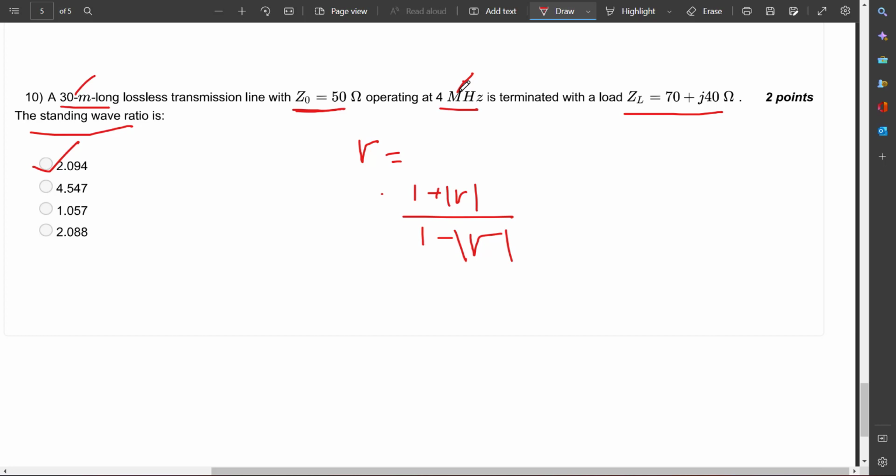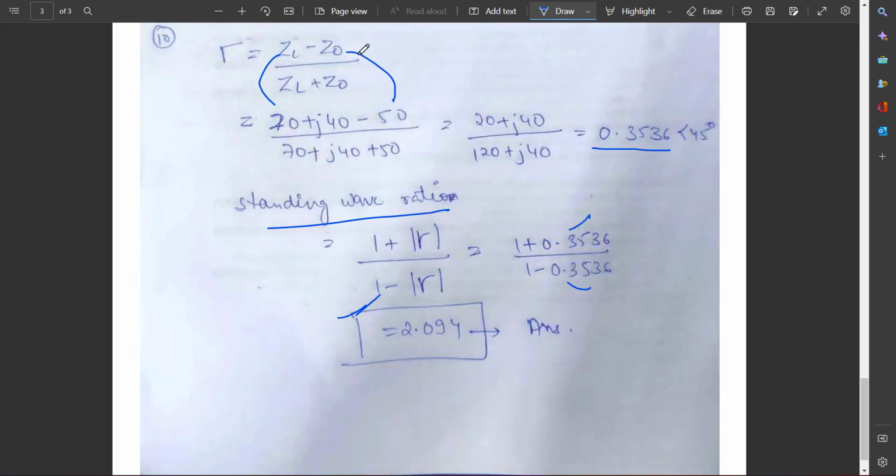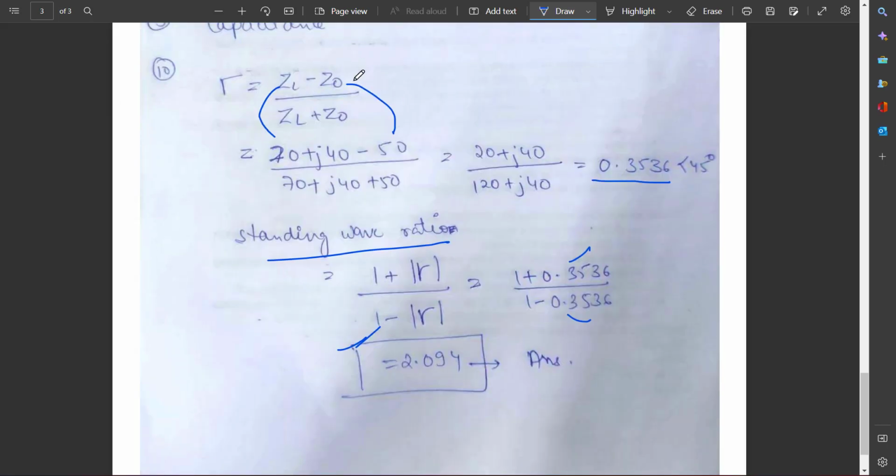All right, so it's simple. ZL and Z0 were given to us. By that we find the reflection coefficient. Once we have the reflection coefficient, we put it in the standing wave ratio formula and get the answer. Is there any problem here?